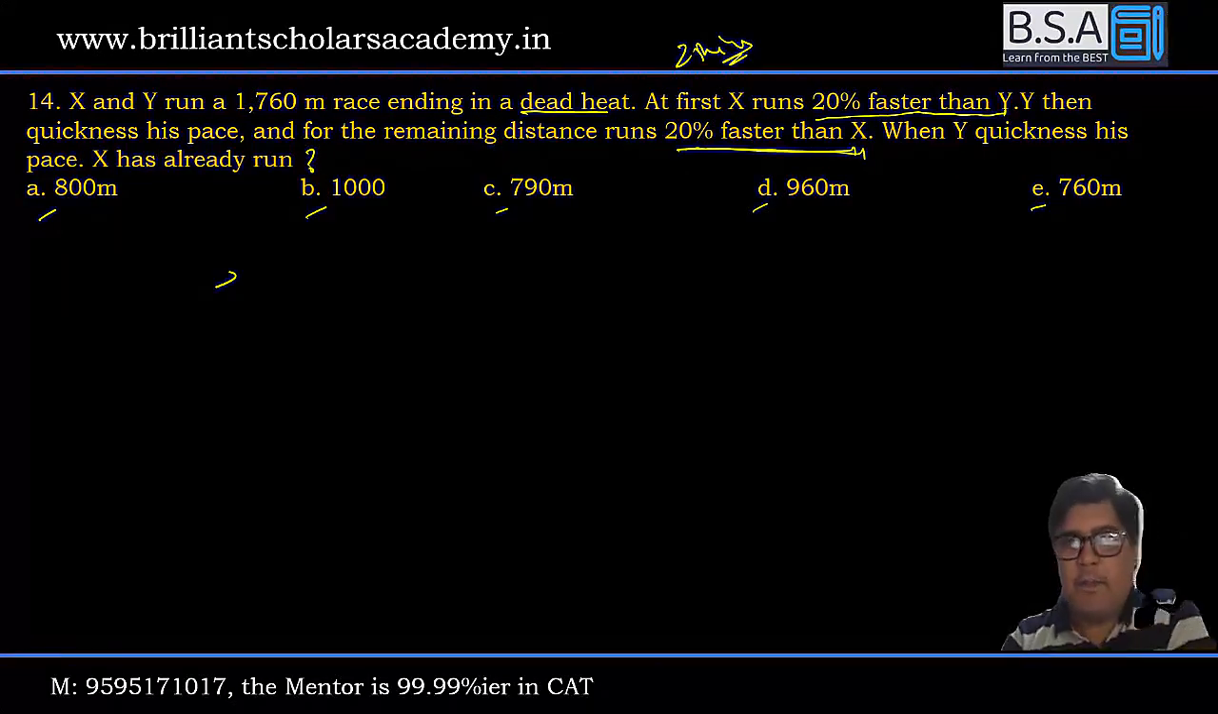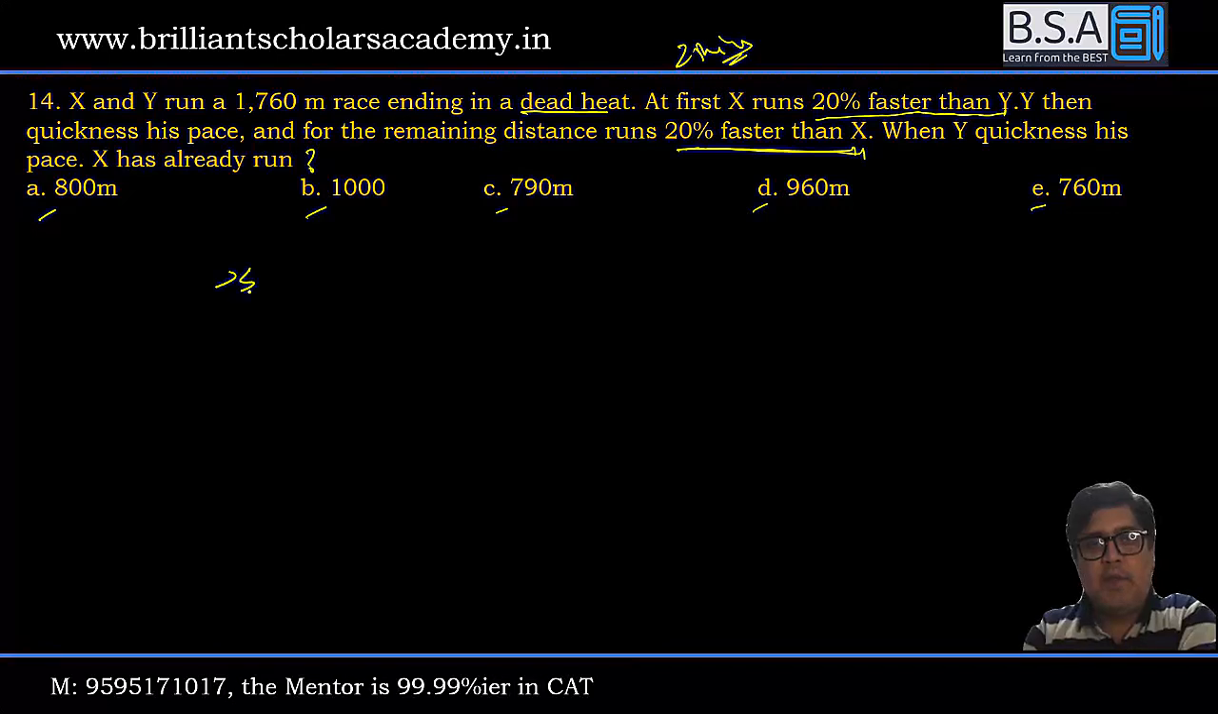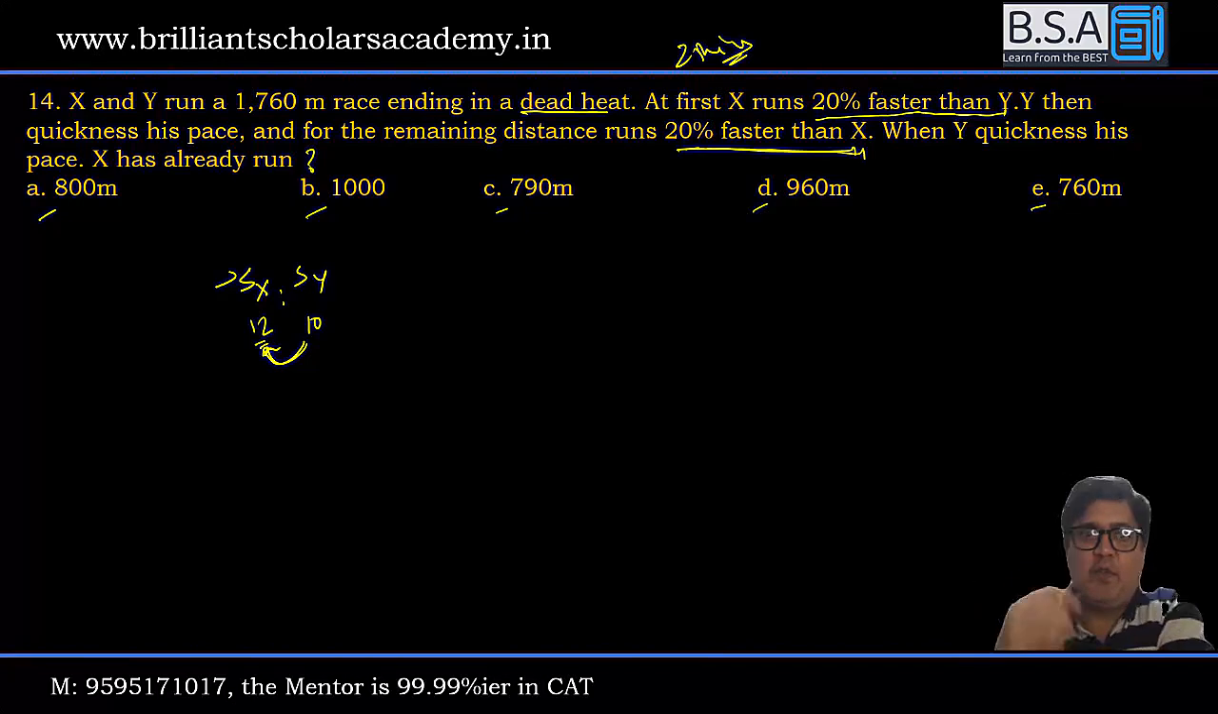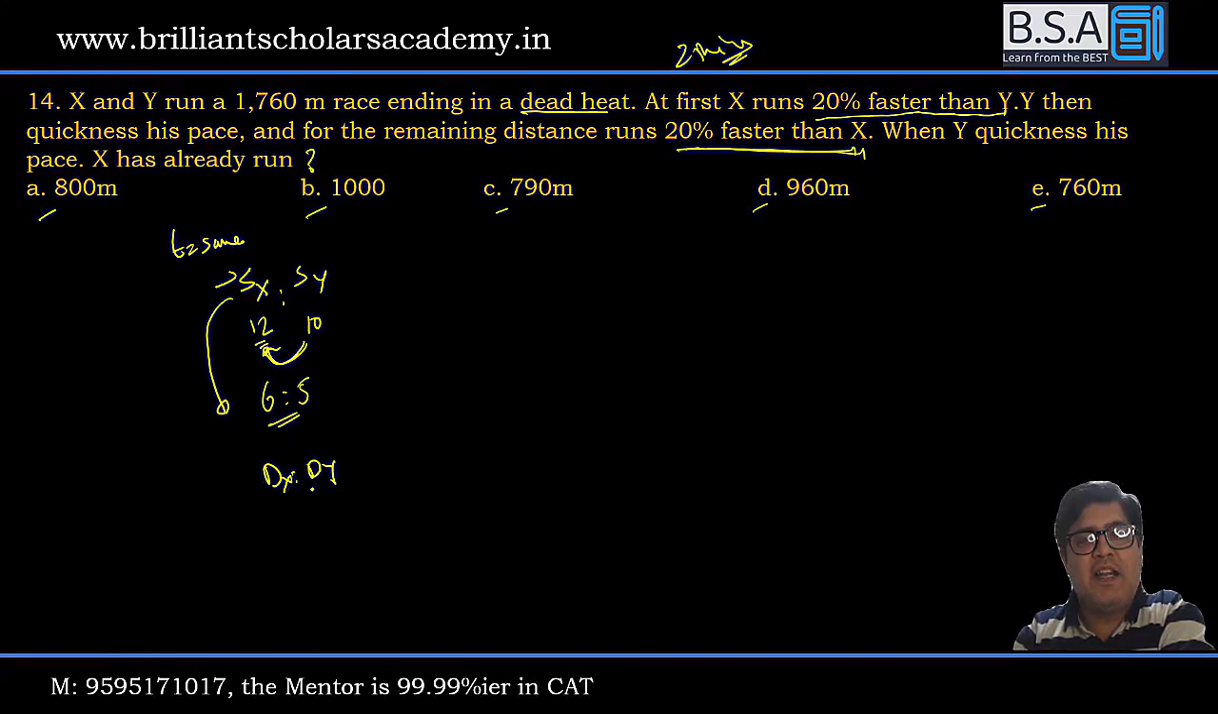Yeah, it's good here. Because we know the speed of x and the speed of y initially is in the ratio of 10 and 12. Speed of x is 20% more than y. So either you write 12 by 10 or you write 6 by 5. It's fine. Now, do you understand? For the same time, the speed ratio should be the same as the distance ratio of x and y.